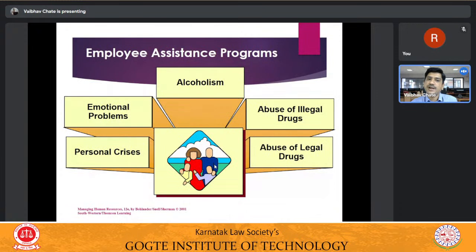It might be connected with alcoholism, abuse of illegal drugs, abuse of legal drugs, or personal crisis, or emotional problem, and due to this the person will be coming under stress. In that particular case, how to overcome this stress and other things. So this is also part of the OSHA.